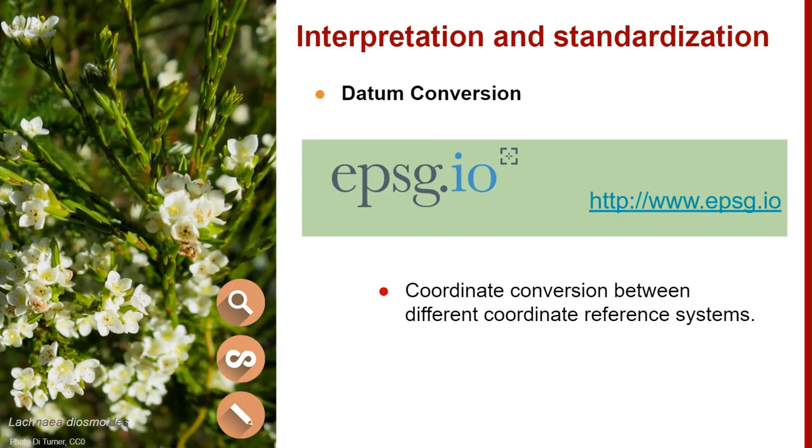Another useful conversion is that of coordinates between distinct coordinate reference systems or datums, of which there exist over 750 distinct ones.